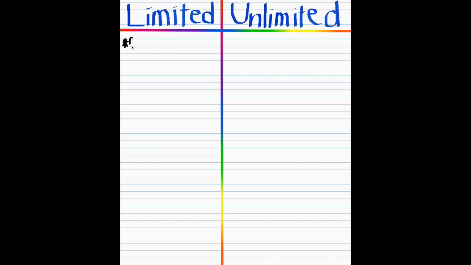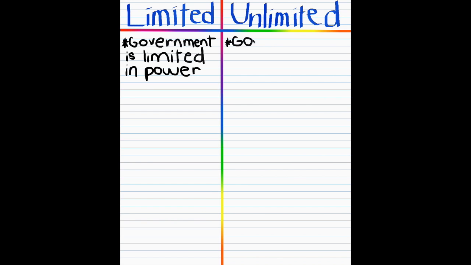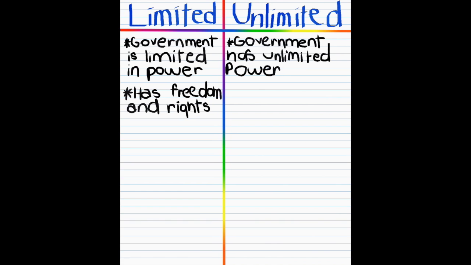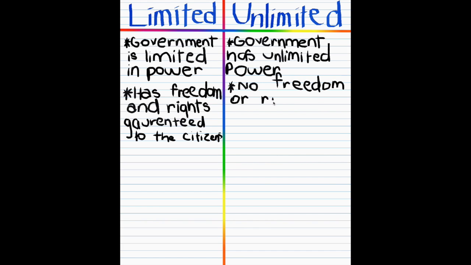Alright, it's time to get into comparison and contrast with limited and unlimited. Let's start with the differences. First, a limited government is limited in its power, and an unlimited government has unlimited power. The next one is limited government has freedom and rights guaranteed to the citizens, and in an unlimited government, they have no freedom or rights guaranteed to those citizens.